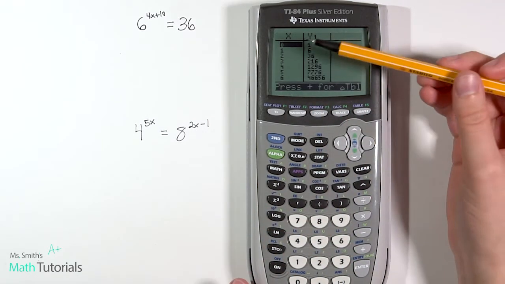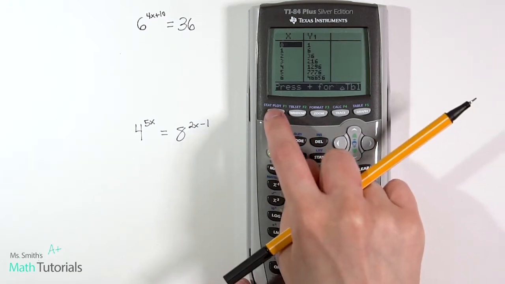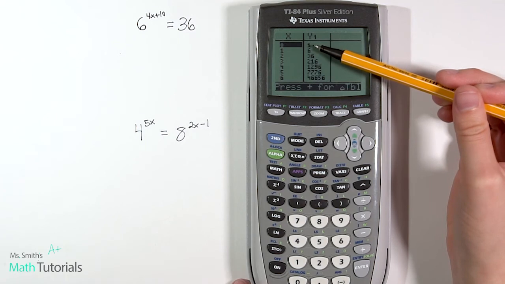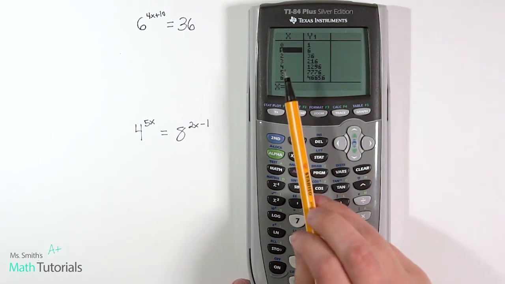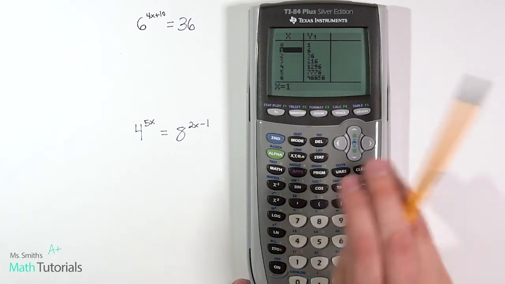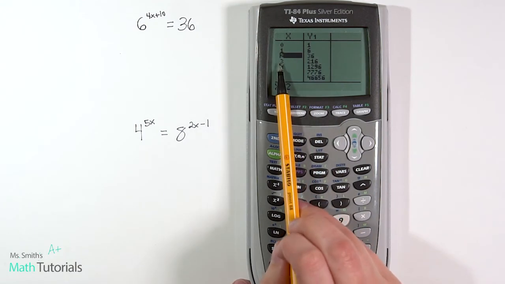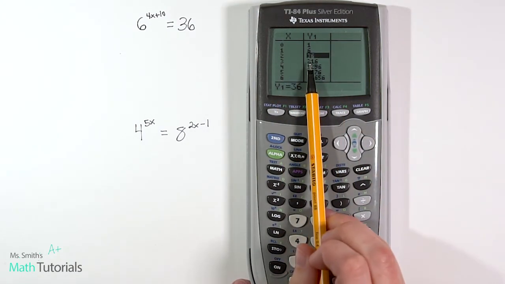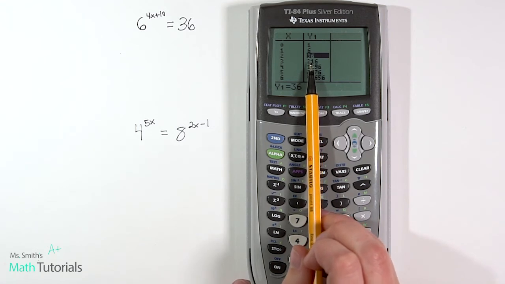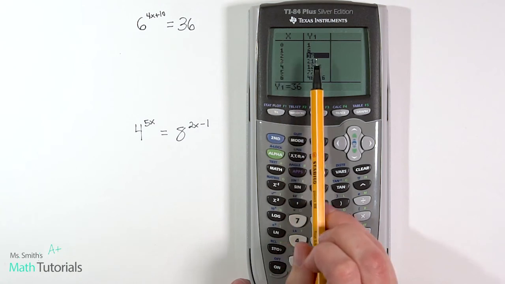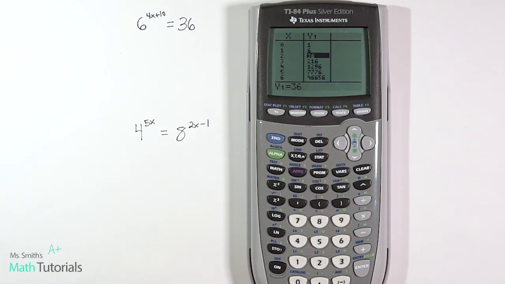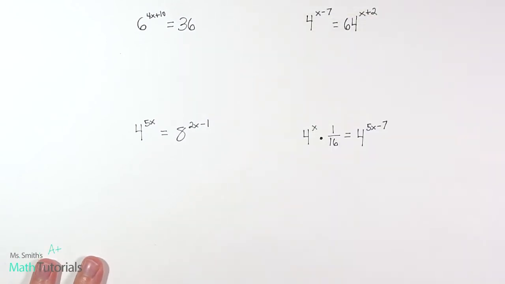So the way we would read this, the way I have that y equals set up, is that 6 to the 0 power would give me 1. 6 to the first power would give me 6. 6 to the second power would give me, ding, ding, ding, exactly what I need, 36. So that tells me, okay, I know 6 to the power of 2 is equivalent to that 36.